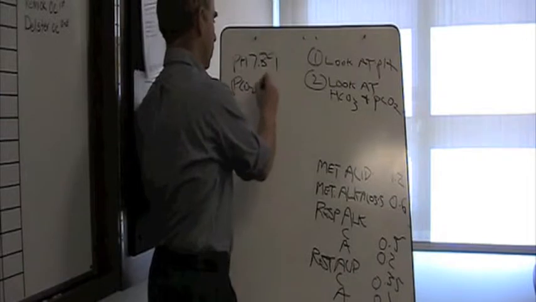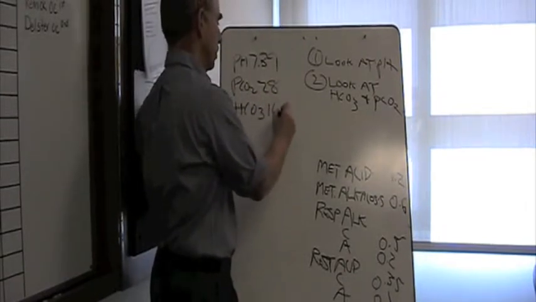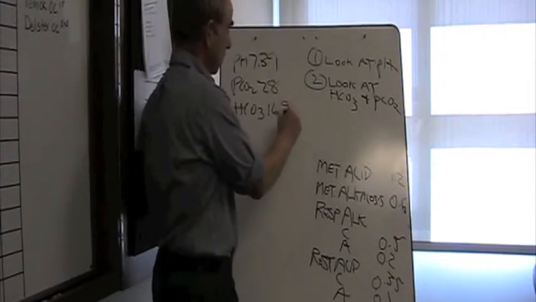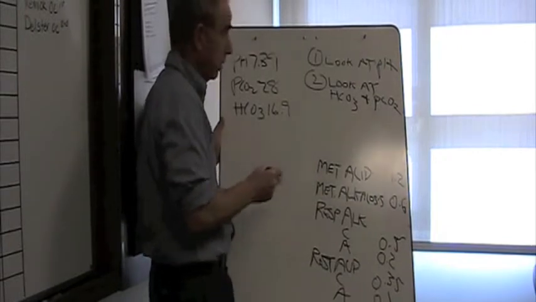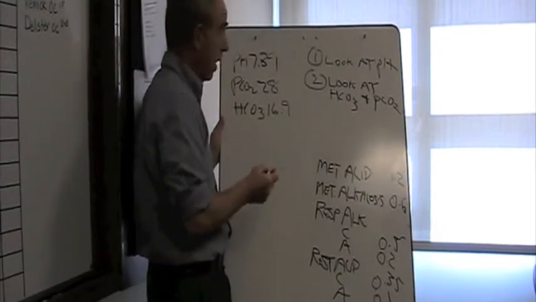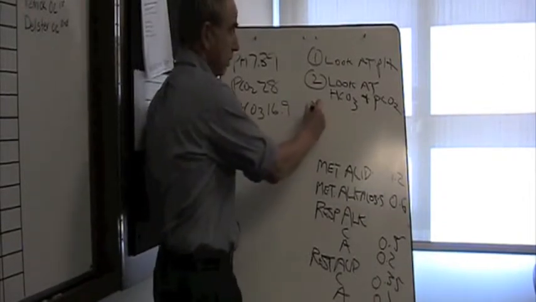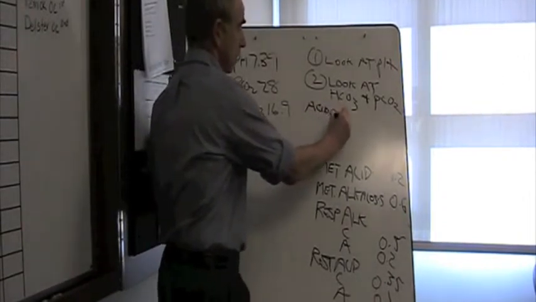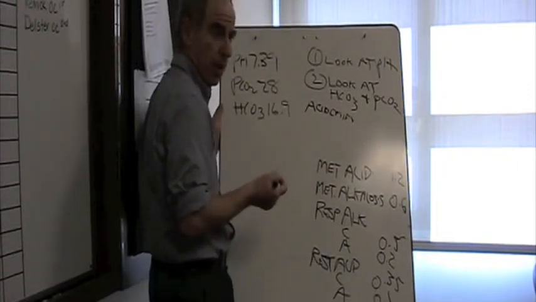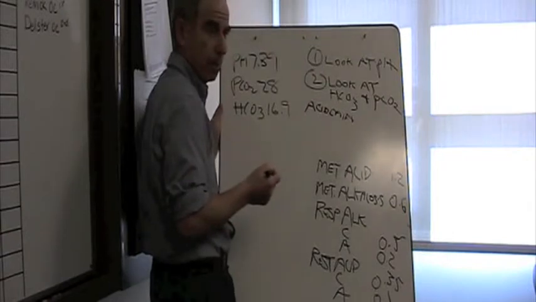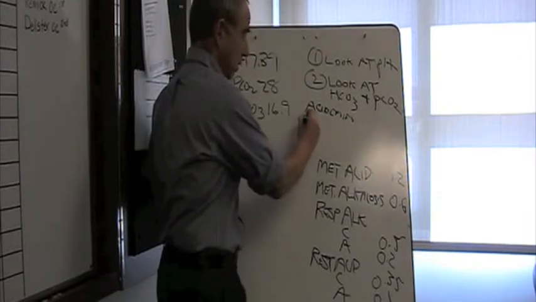PCO2 28. Bicarb 16.9. So you have a primary, you look at the pH, and what do you have? An acidemia or an alkalemia? Acidemia. And is this a primary, at least one of the processes is going to be what? Metabolic acidosis.